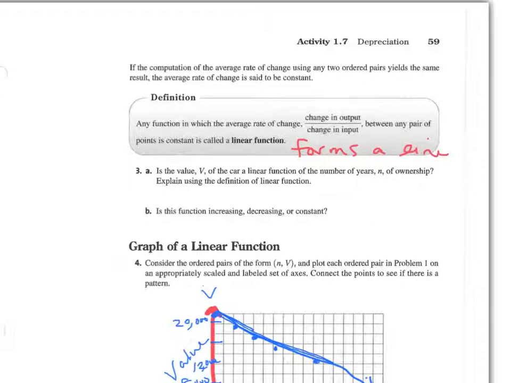Okay, a line is where the average rate of change between any 2 points is the same, and that's what makes it end up being a straight line.